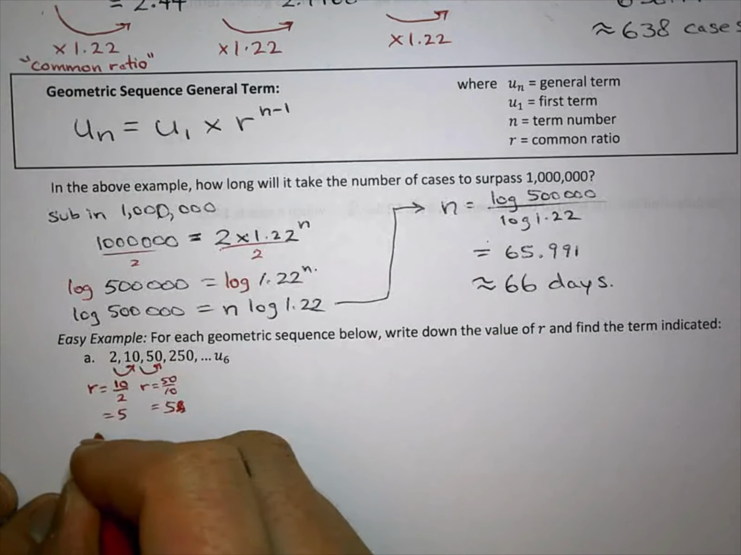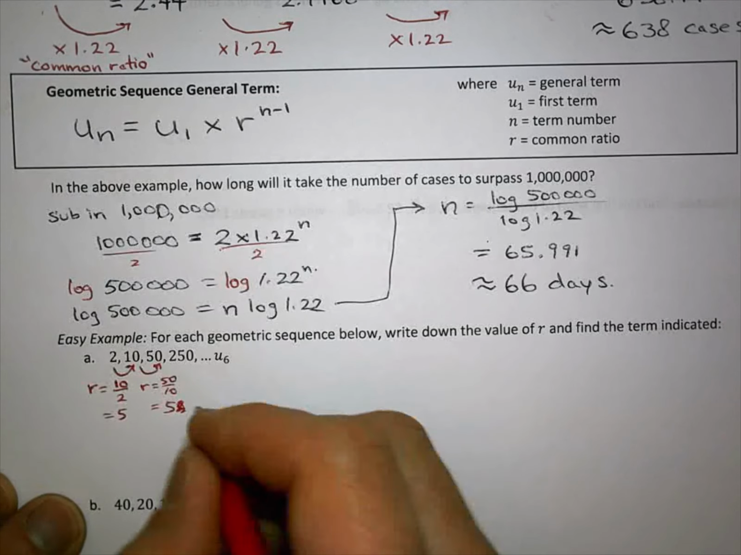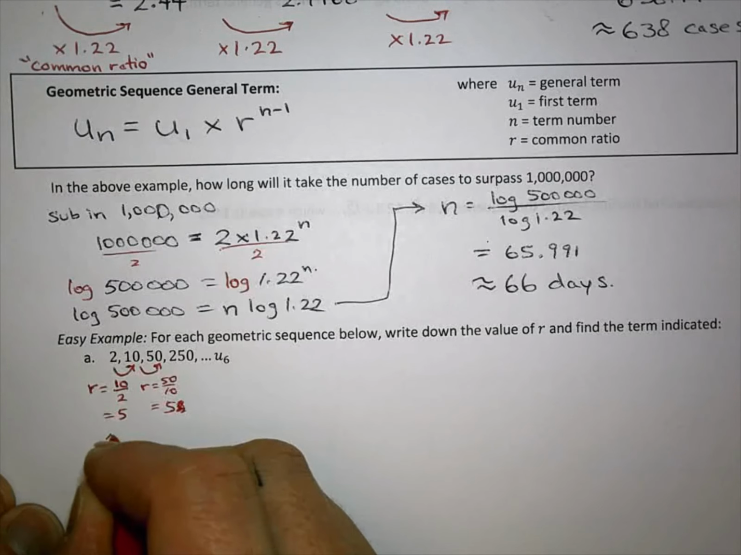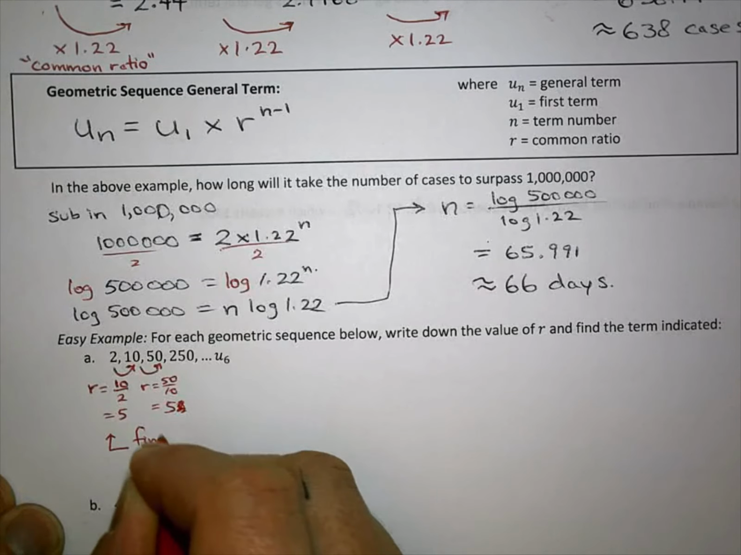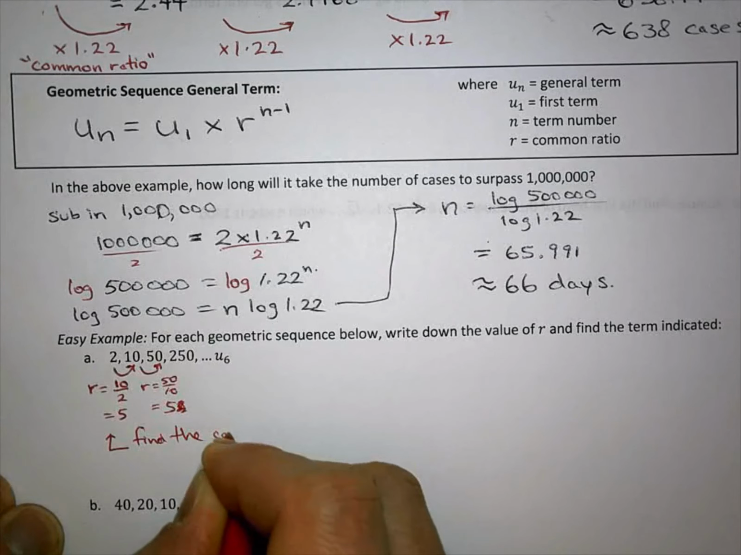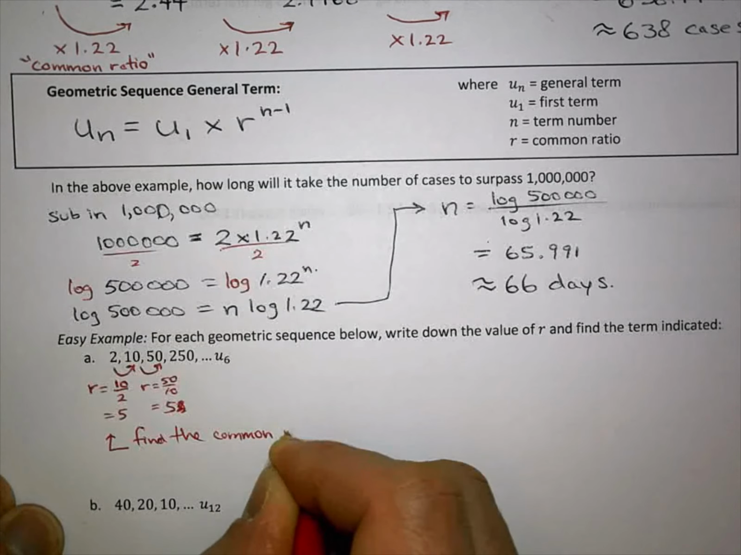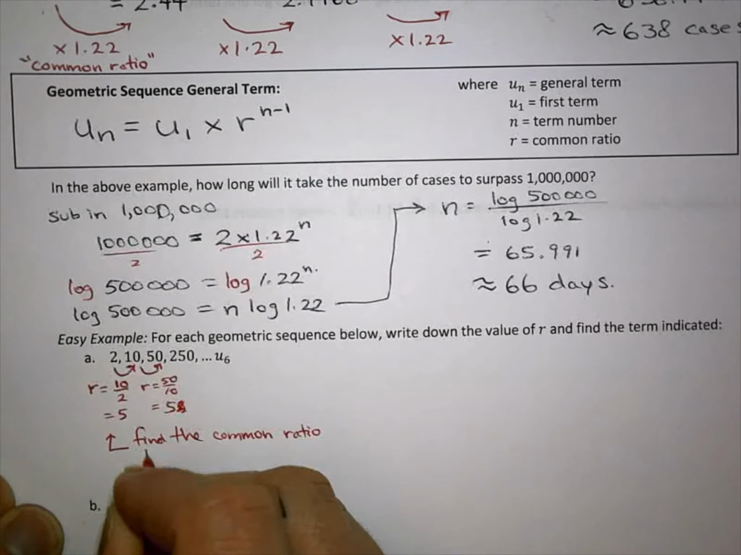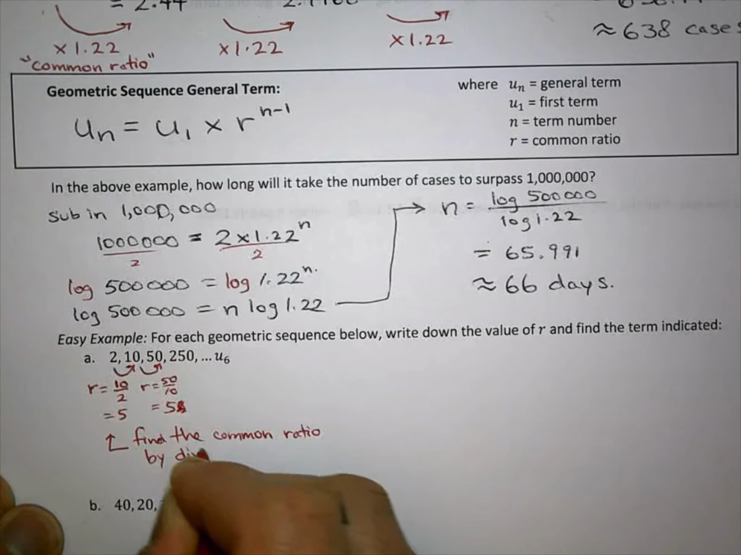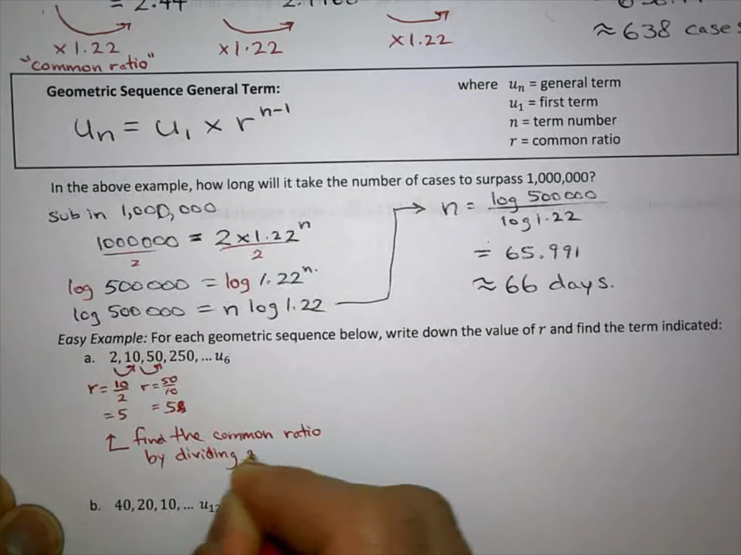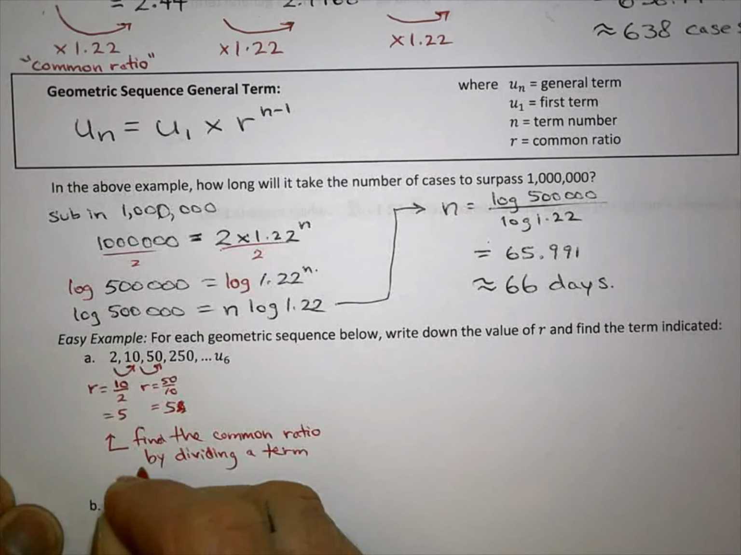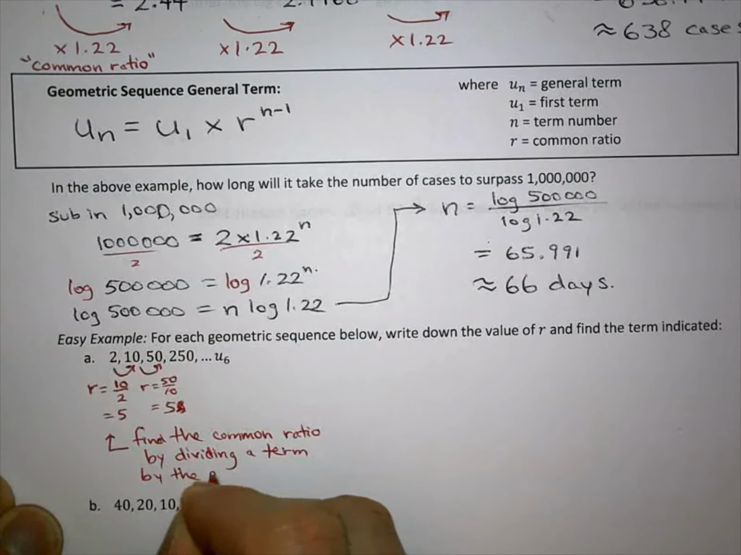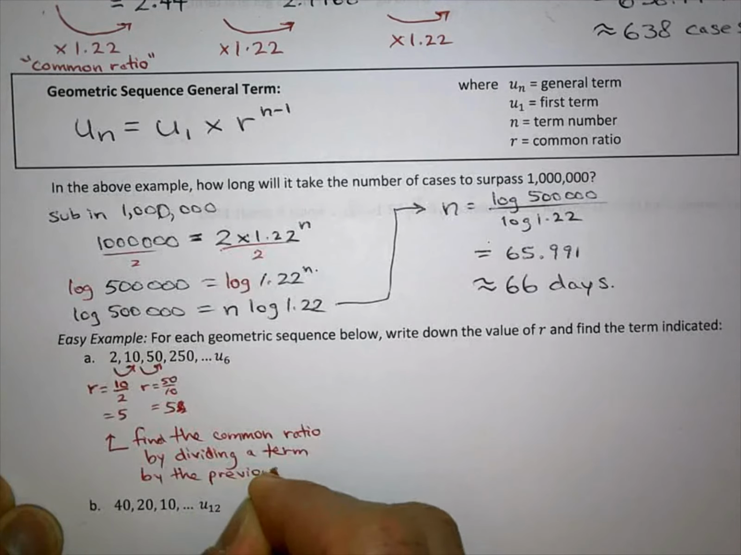I'm just going to make a simple little note there. Find the common ratio by dividing a term by the previous term.